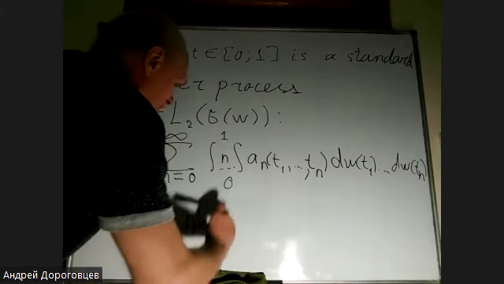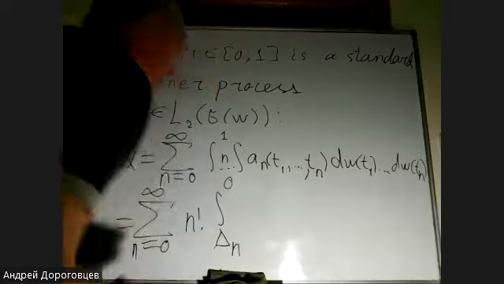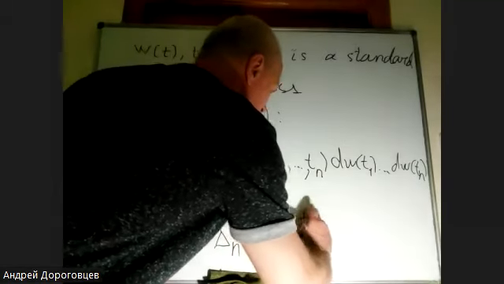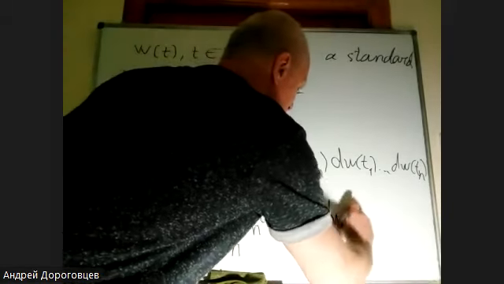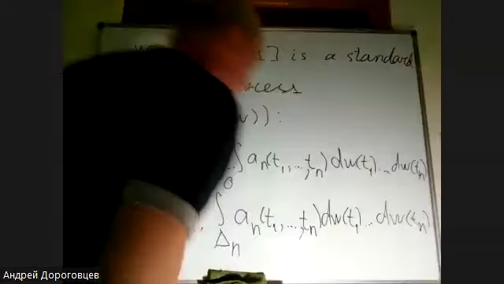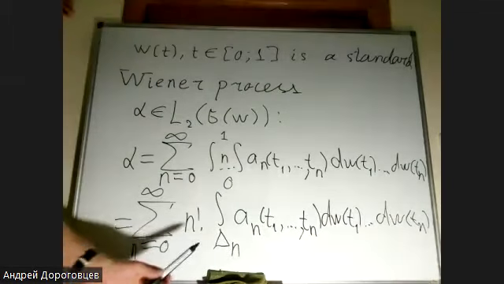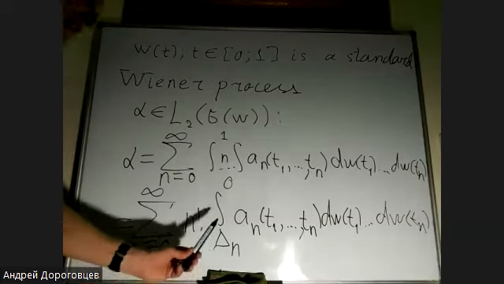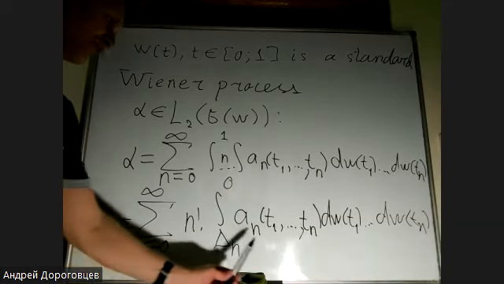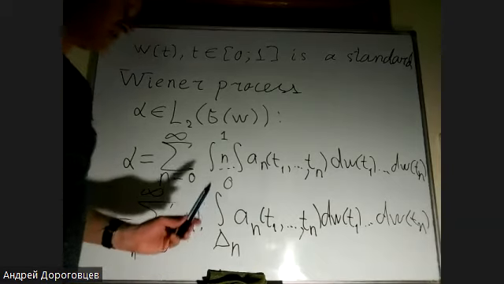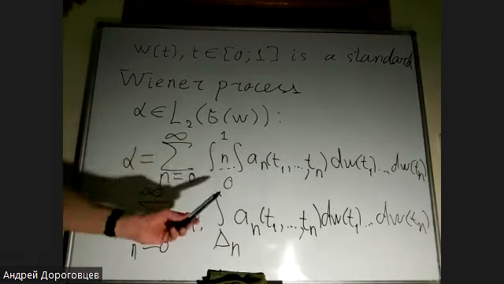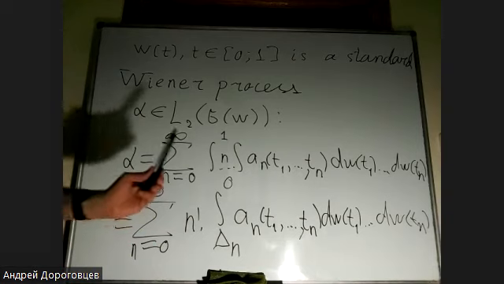But it was defined as follows: n factorial and then the integral of theta n, a_n(t1, ..., tn) dW(t1) ... dW(tn). Here is the simplex delta n, where the variables t1, ..., tn are ordered in increasing order from 0 to 1. And we suppose that the kernels a_n are symmetric and square integrable.